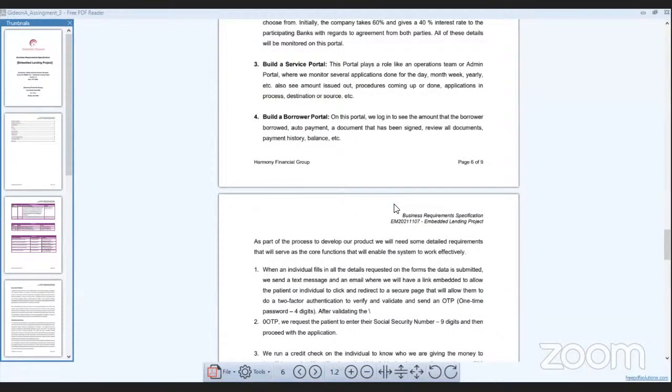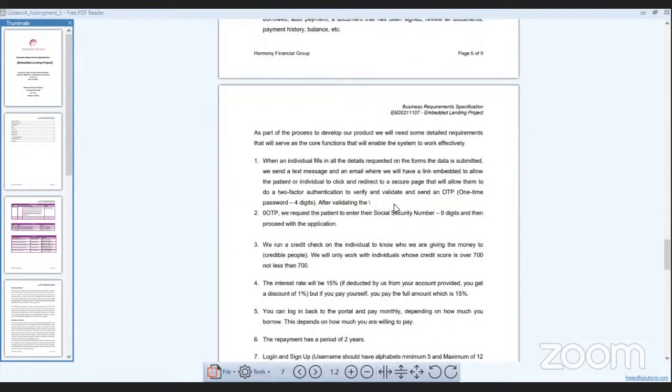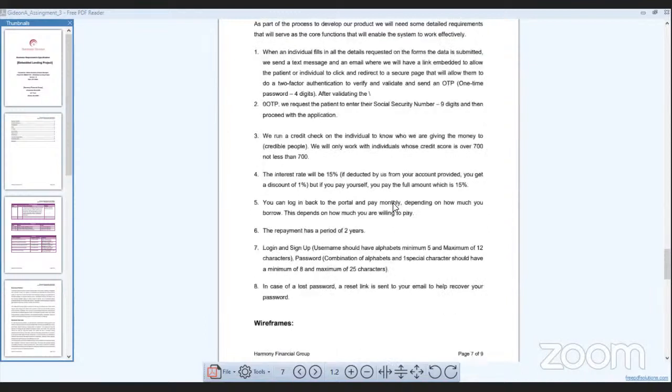Also build a borrower portal. On this portal, we log in to see the amount that the borrower borrowed, auto payment, a document that has been signed, review all documents, payment history and balance, etc. As part of the process to develop our product, we will need some detailed requirements that will serve as a core function that will enable the system to work effectively.